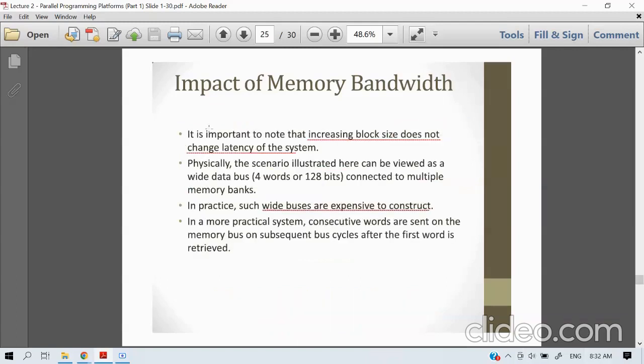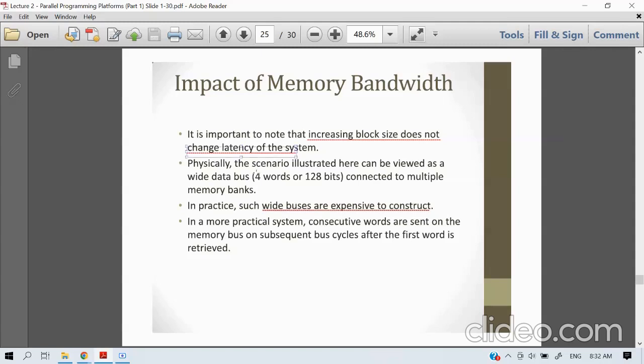Okay, it is important to note that here we discussed the bandwidth. If we increase the block size, it does not change the latency of the system. So we still need to have the waiting time.